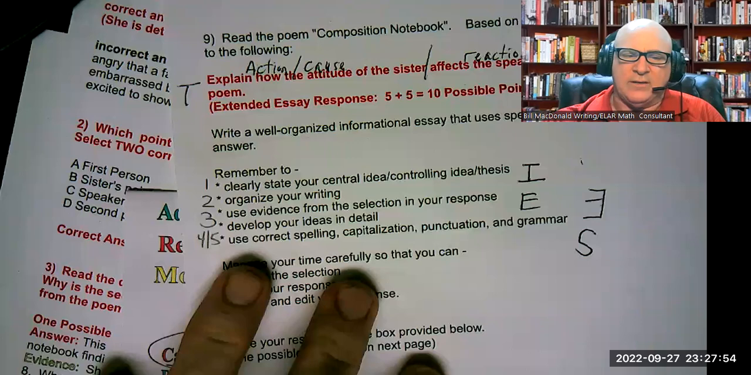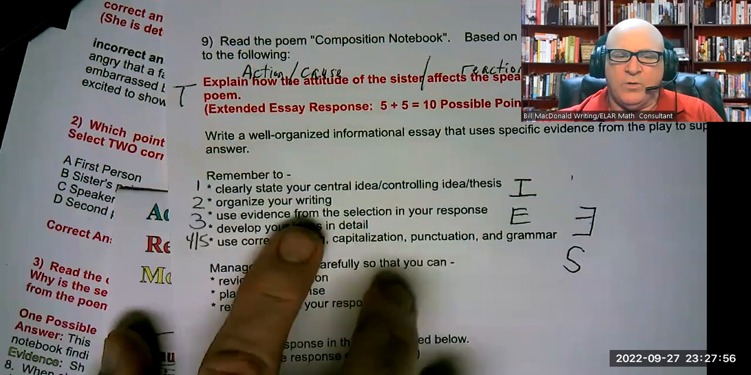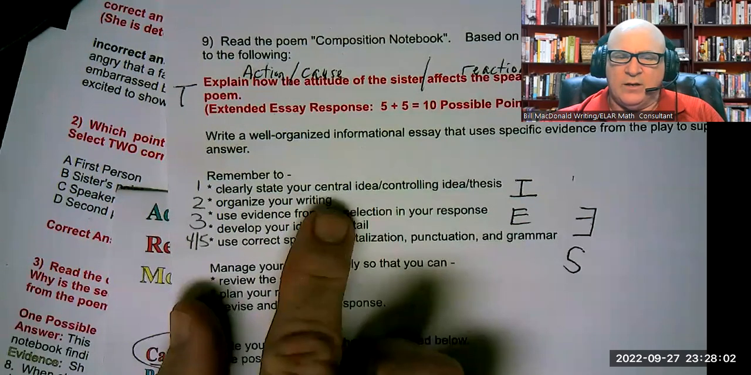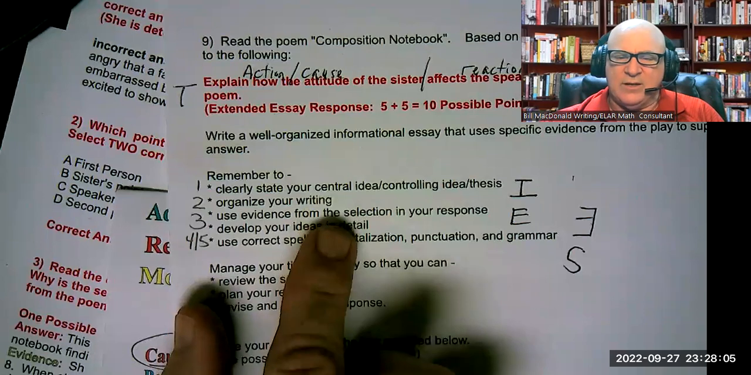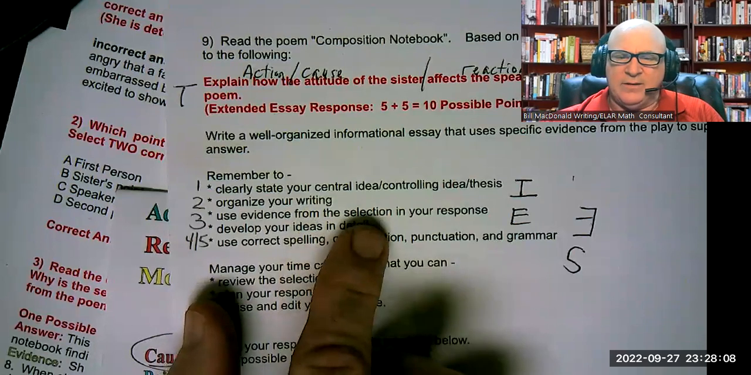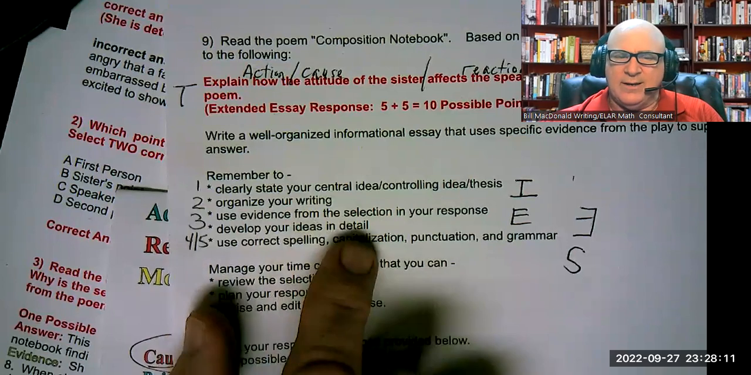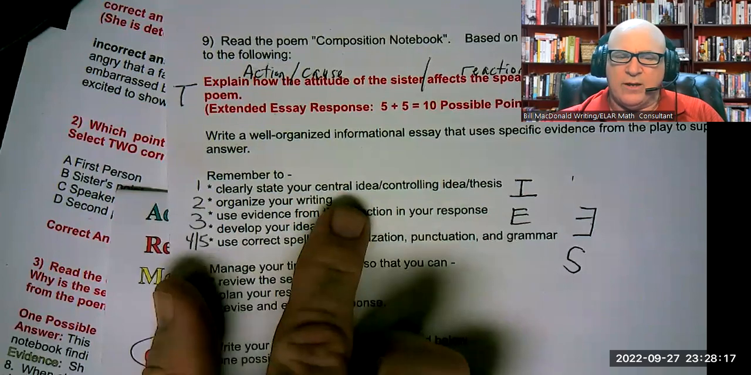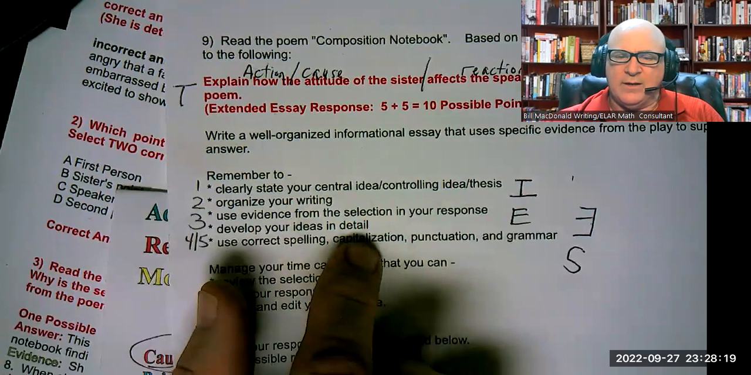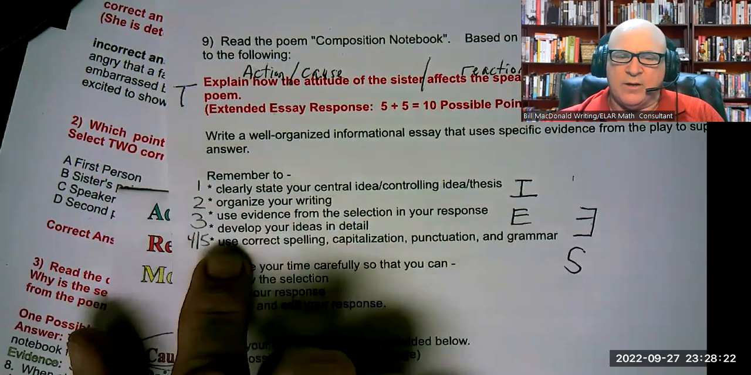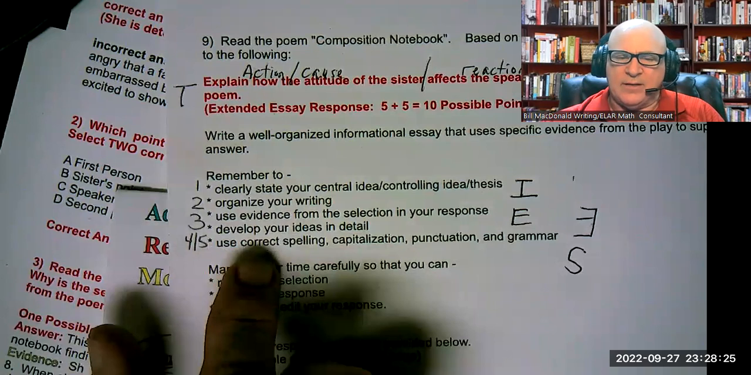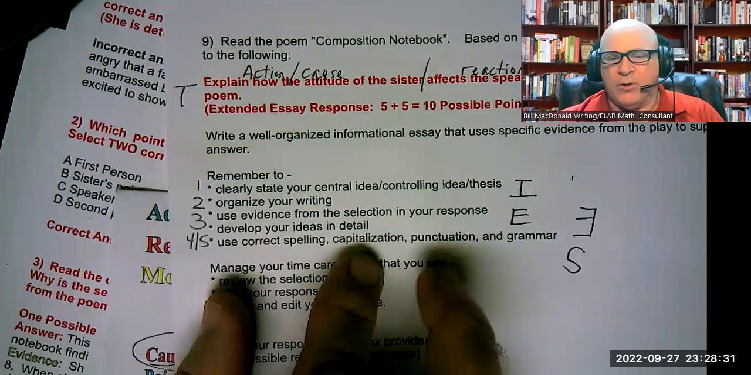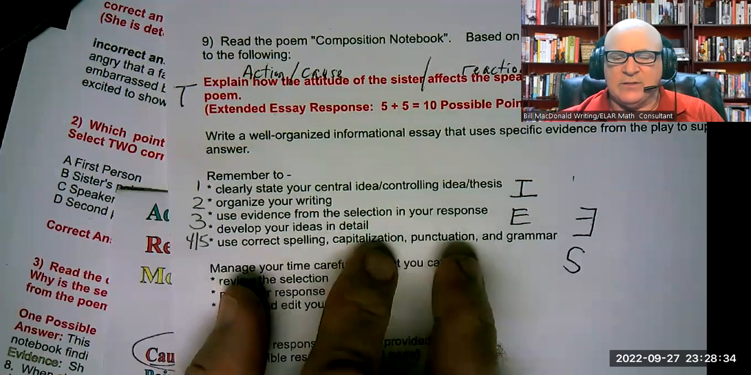Remember, I told you the E is going to have 3 parts, and I turned an E around. What are the 3 parts? If you can organize the essay, if you can use the evidence from the selection in the response, and develop your ideas and details, 1, 2, 3 gets a 3. If you do those 3 things, you can get a 3. The fourth and the fifth point, as we've mentioned in the last video, come from CUPS, correct capitalization, usage, punctuation, spelling, grammar, what we'll call the sentences, the structure.